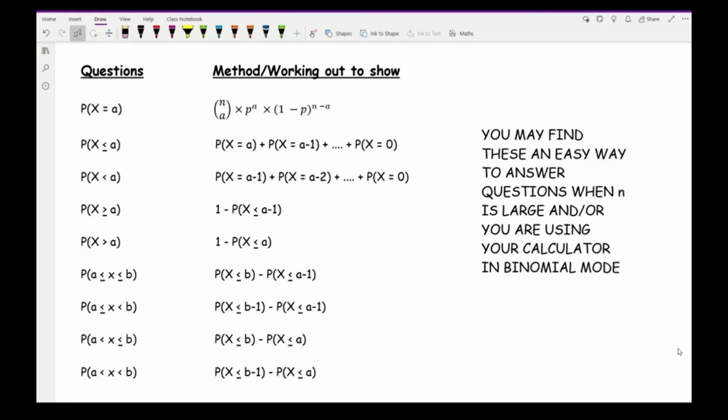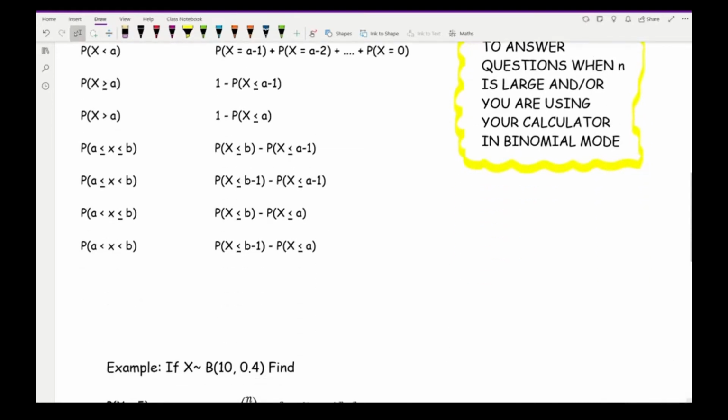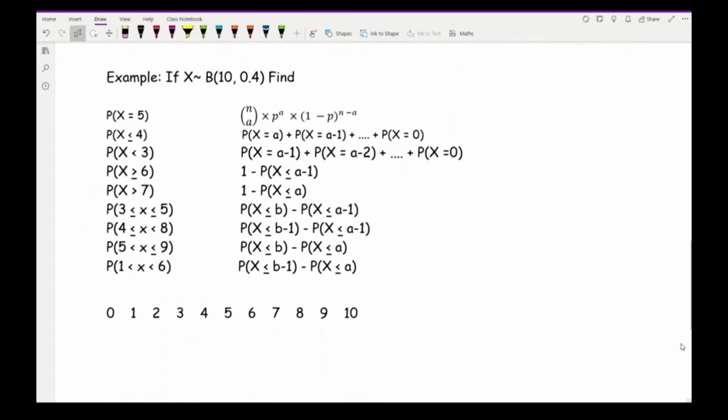So I would recommend that you pause the video, have a note of these, and then what we'll try and do is we'll swap the A's, B's and N's and P's for values, and then we'll see how this all works. Now again, like I said, the key important thing is that we tend to use this method when n is large, but like I said, it's all about just giving you another way of working certain questions out. So let's have a look at some examples.